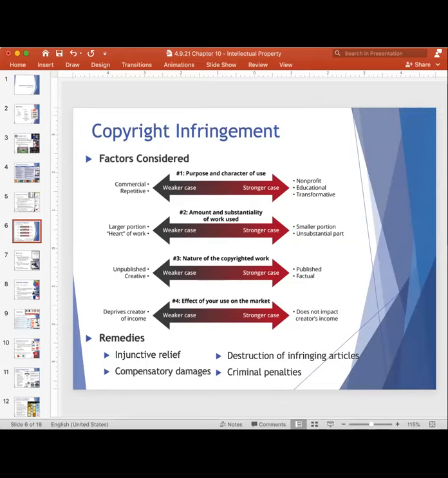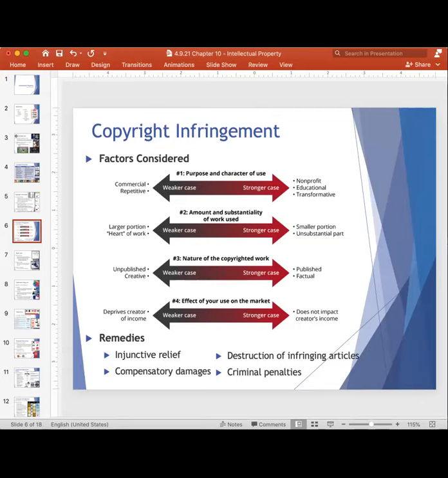And then the courts will look at the nature of the copyrighted work. Is it in the public domain or private domain? Is it unpublished, published, factual, creative? That will all determine the degree of infringement, as well as the effect of the use upon the potential market for or value of the copyrighted work. So for example, once again, if I gave you one book chapter versus the entire book for free, that would really impact the income of the copyright owner. So how much are you impacting the income of the creator by your use of the mark? Those are a few different factors that the courts will examine for copyright infringement.